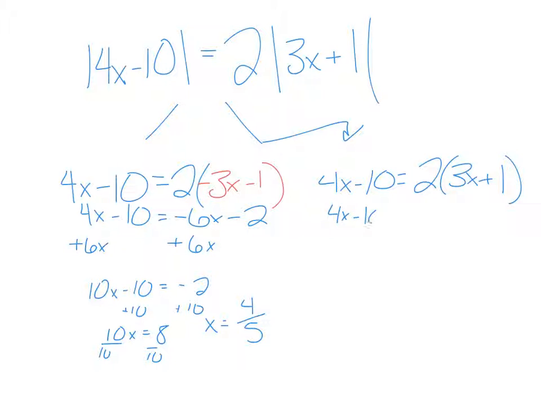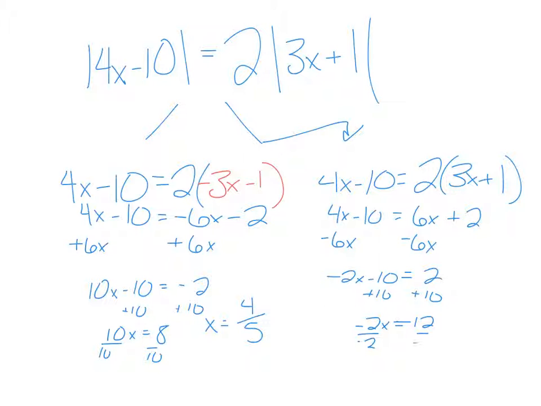4x minus 10 equals 2 times 3 is 6x. 2 times 1 is plus 2. I subtract the 6x this time. So I have negative 2x minus 10 is equal to 2. I add the 10 this time. I get negative 2x is equal to 12. Okay, I divide by negative 2. And I get x is equal to negative 6. Okay, fraction answers will happen there.